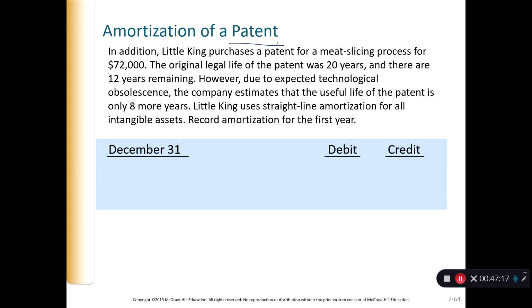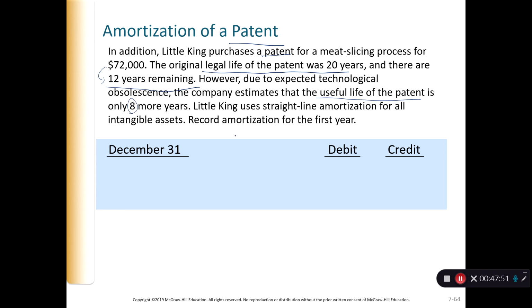Let's see. In addition, Little King purchased a patent from meat slicing process for $72,000. The original legal life of the patent was 20 years, and there are 12 years remaining. So when they bought it, there's only 12 years left. The 8 years was used somewhere else, or it's already the 8th year of that patent application, right? However, due to expected technology obsolescence, the company estimated the useful life of this patent at only 8 years more.